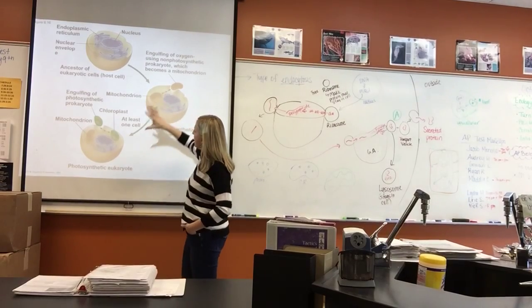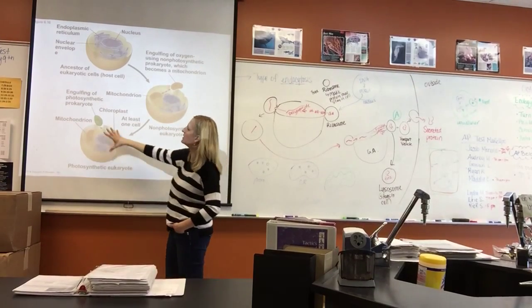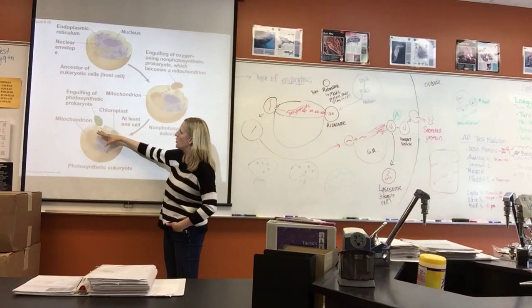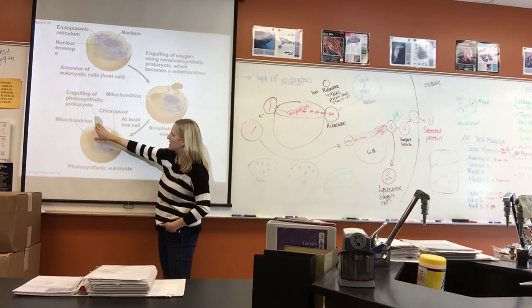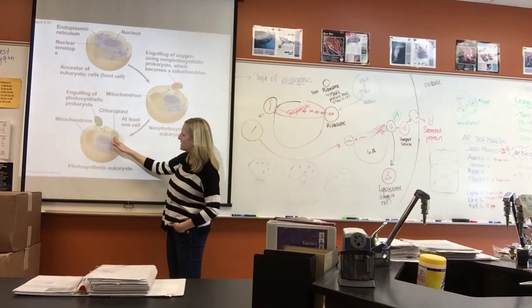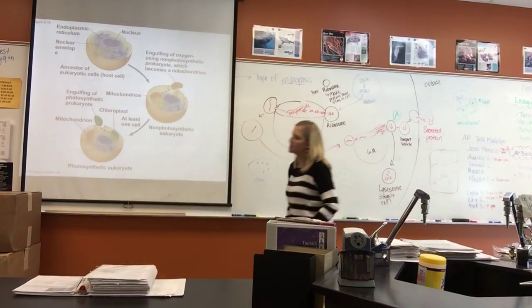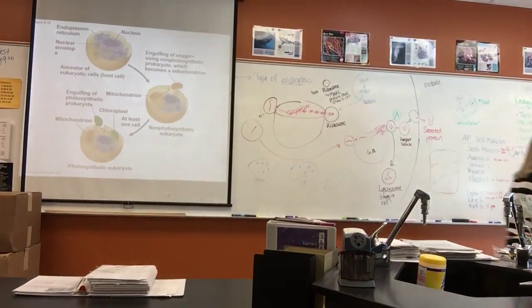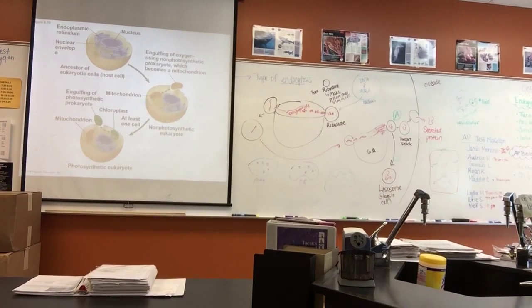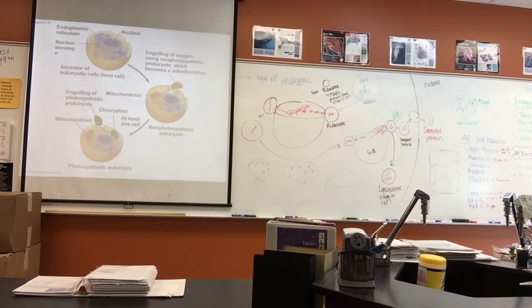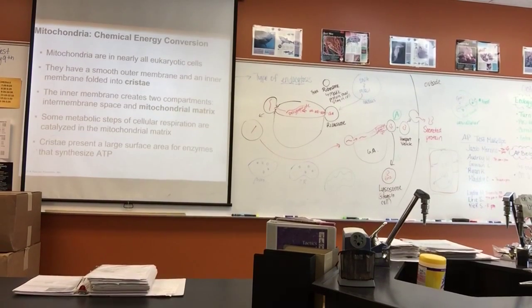And then she said, okay, so if that happened, maybe at least one other cell, maybe more, took in another prokaryotic cell that made enzymes to do photosynthesis, and that became the chloroplast. So that's her theory based upon the fact that mitochondria and chloroplasts have similarities to prokaryotic cells, that maybe they were outside the cell at one point.